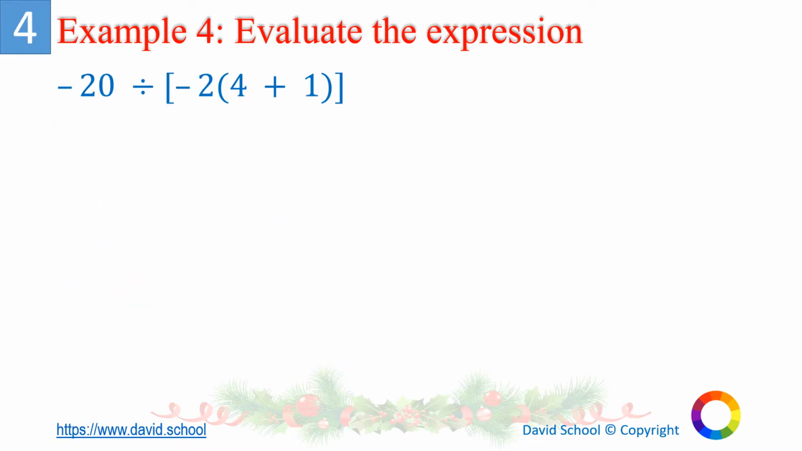Example 4. This expression contains more than one grouping symbol. Therefore, evaluate from the innermost set first. In this question, 4 plus 1 is the innermost set, and then we multiply the result by negative 2, and we follow the order of operations.